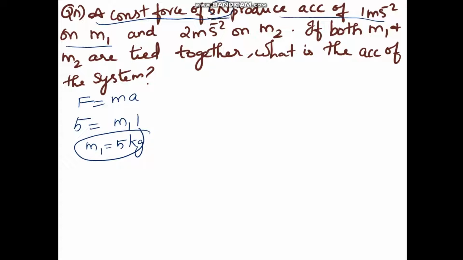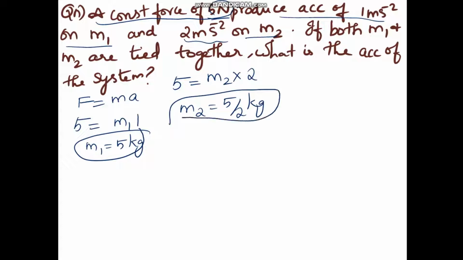And the same force, 5 Newton, produces 2 m/s^-2 on m2. So 5 Newton is equal to m2 into 2. So m2 is equal to 5 by 2 kg. We found the m2 value also. If both m1 and m2 are tied together, then what is the acceleration of the system, they are asking.